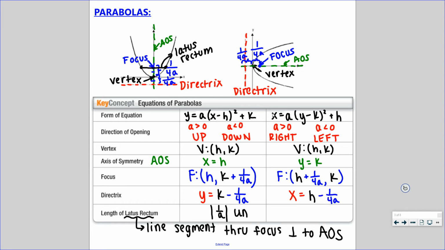Latus rectum, same thing. 1 over a units long. Like I said, I don't think you have to find that very often, but a latus rectum is perpendicular to the axis of symmetry. So this time the axis of symmetry is horizontal, so perpendicular through the focus, this line right here.